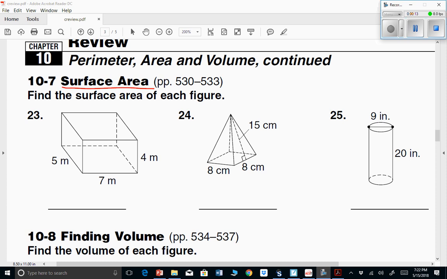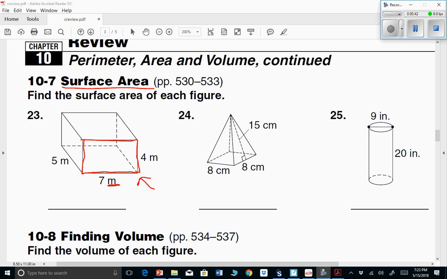Surface area means if you were to make this box out of cardboard, or you were going to wrap it up with paper, cover all the faces with paper, how many square meters of paper would you need? Essentially, you have to figure out how many faces the thing has and find the area of each face. So here's a face right here.